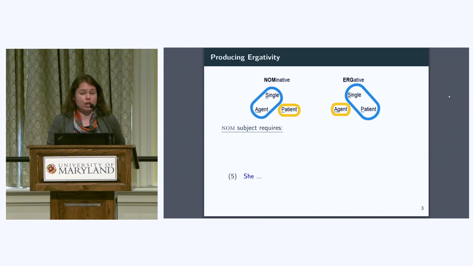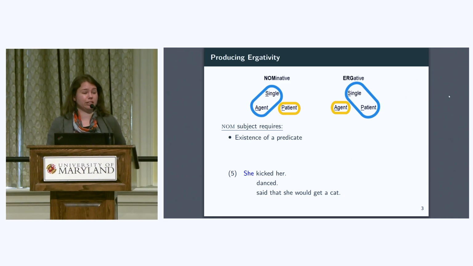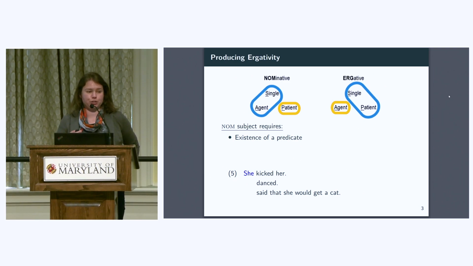So if you produce a nominative marked NP, you're really not making very many commitments at all. You can just say she, and you can follow this up with just about any sentence in the language. So you're really only committing yourself to the existence of a predicate. And then you can follow that up with a transitive, an intransitive, a transitive that has a complement clause, whatever you want. If you're in an ergative language and you've just produced an ergative marked noun, well, you're committed to a transitive and all that that entails.